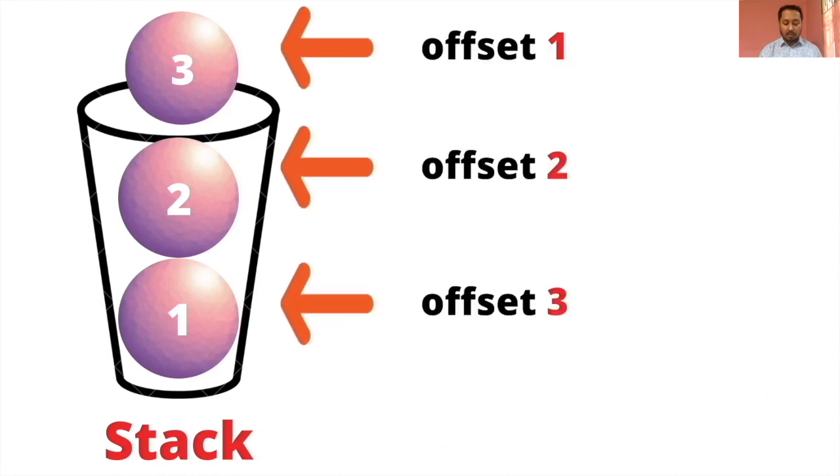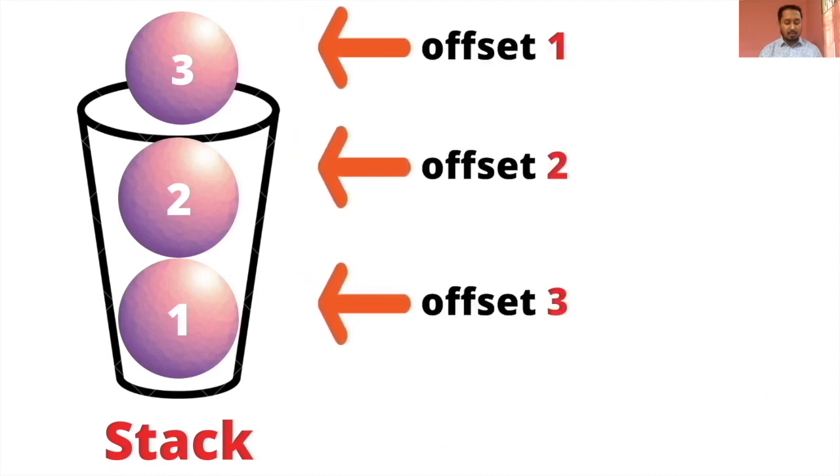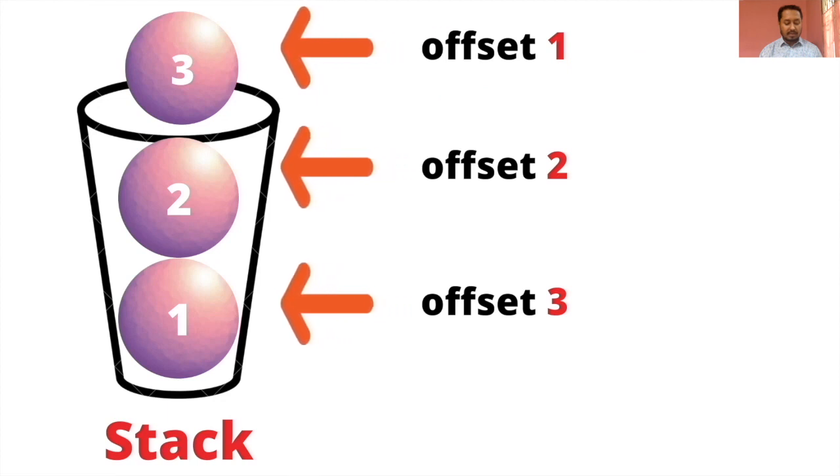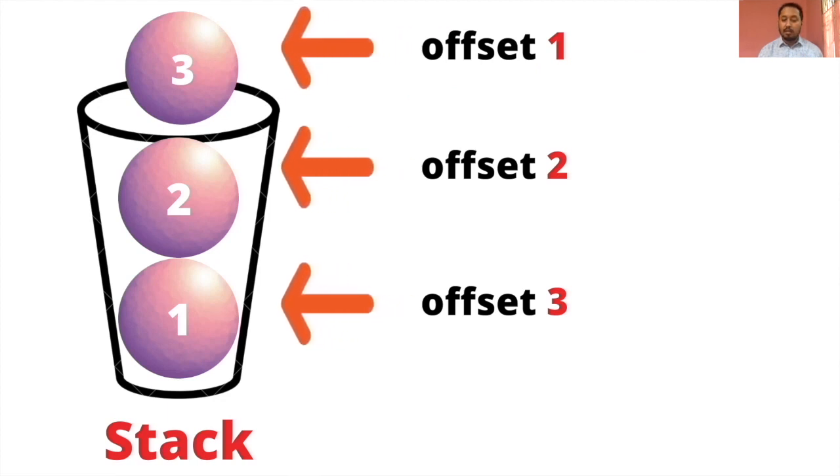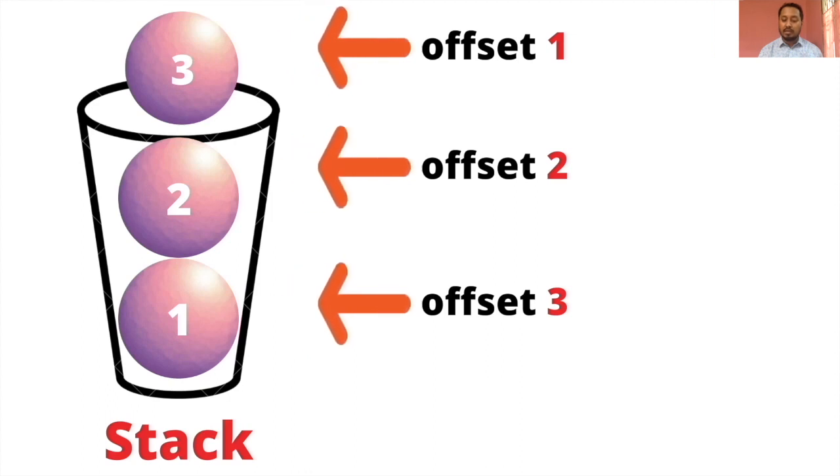There is a concept of offset in stack. Offset starts from 1. The topmost element of the stack's offset is 1. Accordingly, the offsets of the elements below increase. Ball number 3's offset is 1, ball number 2's offset is 2, and ball number 1's offset is 3.